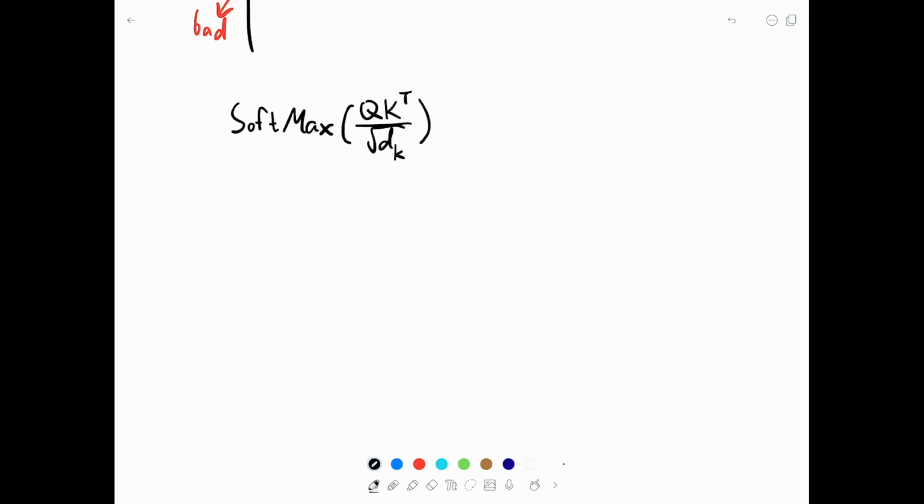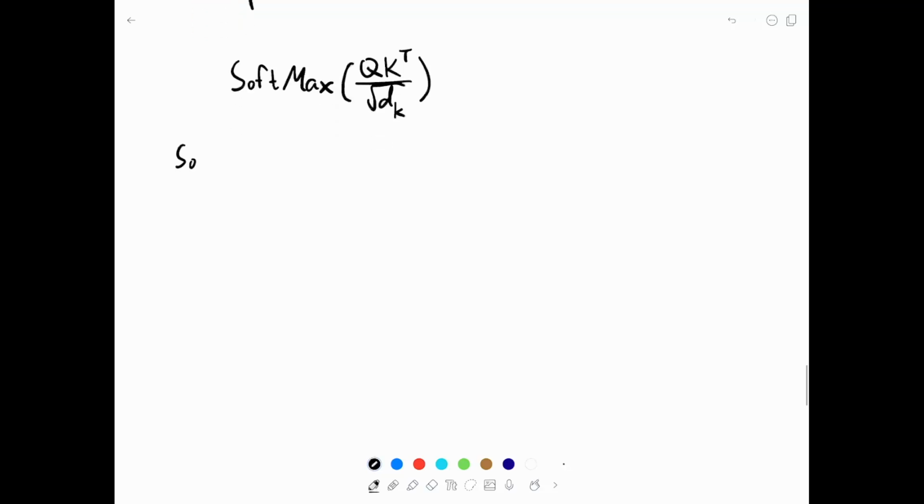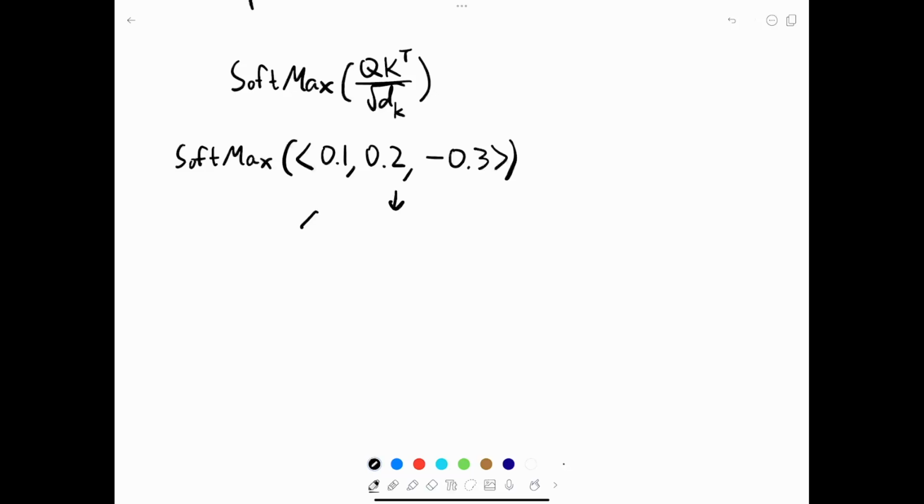So softmax is an operation that takes in a vector. Let's say the vector is 0.1, 0.2, negative 0.3. So the sum of these elements is not 1. In fact, the sum of these elements is 0. So what the softmax does is it converts this vector into a new vector.